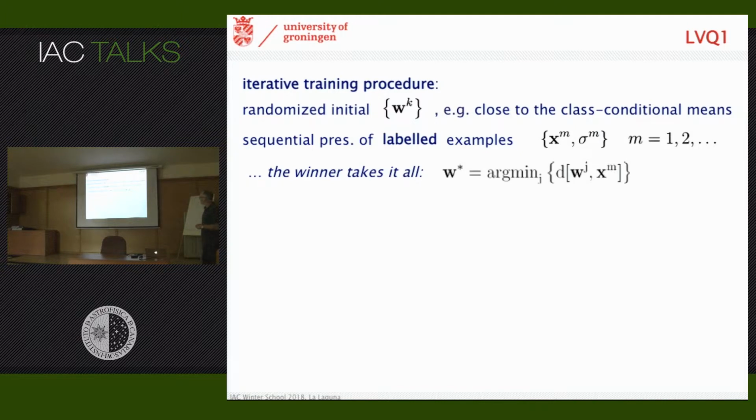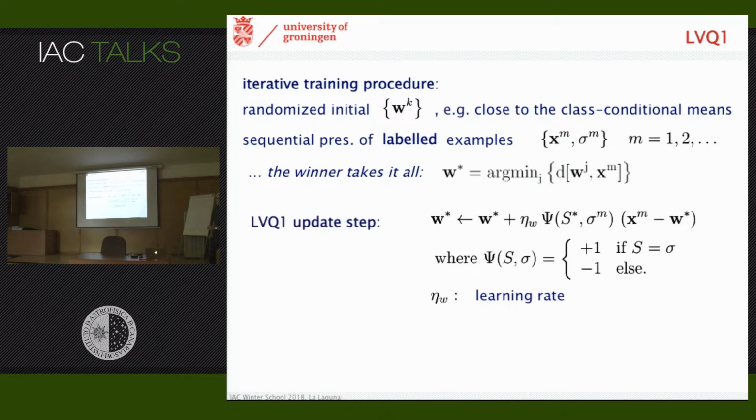Mathematically, what I just told you is the following. We randomize initial positions of the prototypes, and you don't do that stupidly. You go, for instance, to the class conditional means. So you take all the blue data in your set, you take the mean vector, and you put your prototype initially there. That's a clever initialization. Then you present data sequentially, so input vectors and labels. You determine for a single example the winner, and then, those who remember ABBA, the winner takes it all. You determine the winner, and you update it by moving it closer to the data point or pushing it away from the data point.